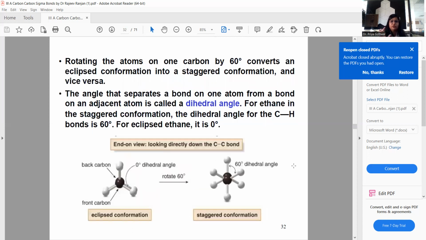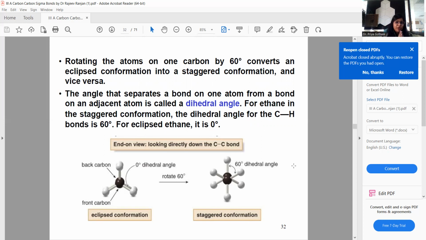Rotating the atoms on one carbon by 60 degrees converts an eclipsed conformation into a staggered conformation and vice versa. So we can say the angle that separates a bond on one atom from a bond on an adjacent atom is called a dihedral angle. For ethane, in the staggered conformation, the dihedral angle for the C-H bond is 60 degrees. For eclipsed ethane, it is 0 degrees.